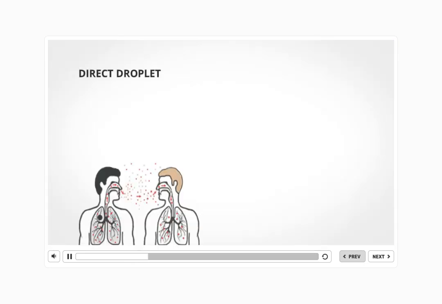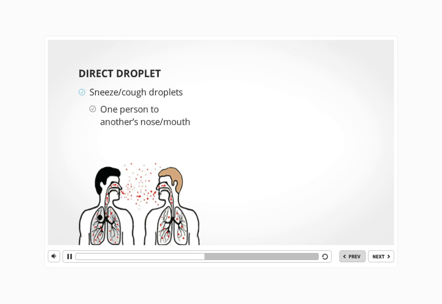Direct droplet. Often, this is how respiratory infections are spread. Droplets, which are large moist particles, leave a reservoir in a human host by coughing and sneezing and move through the air, sometimes as far as 2 meters, to land on the mucous membranes in the nose and mouth of a susceptible host.